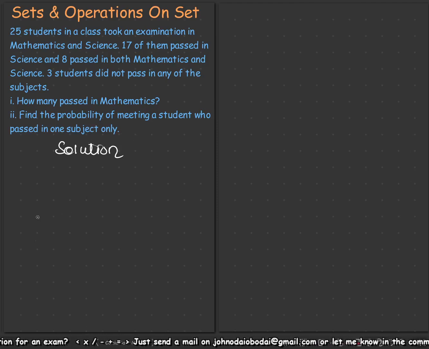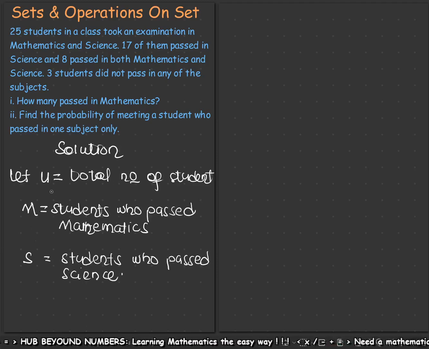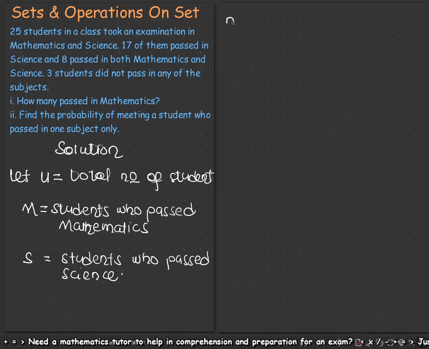So we first need to write out our parameters. Let me quickly write that out. Let U be the total number of students, and M be the students who passed mathematics. S is going to be the students who passed science. With these parameters written, we can then say that the total number of students is what?